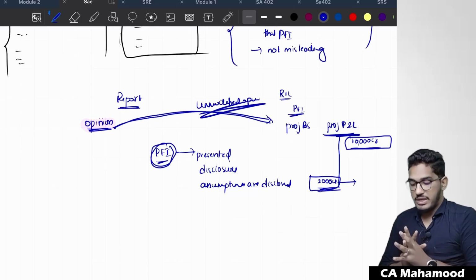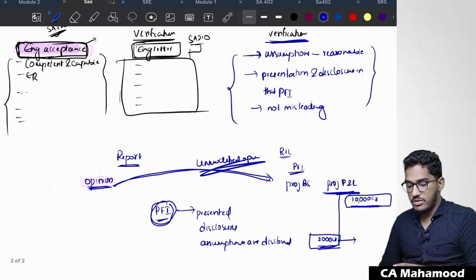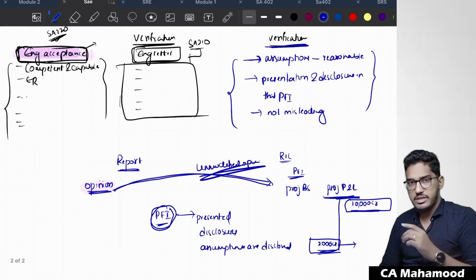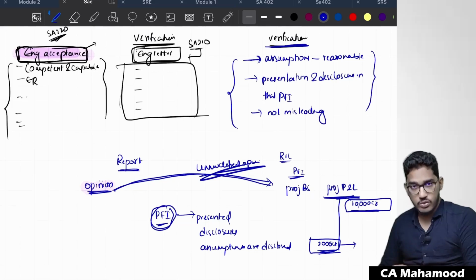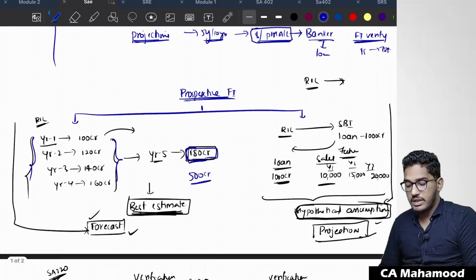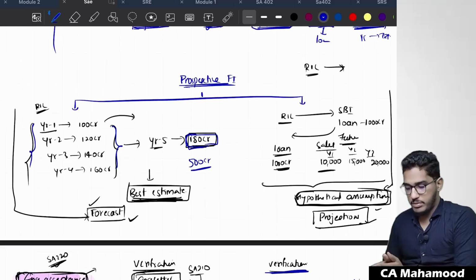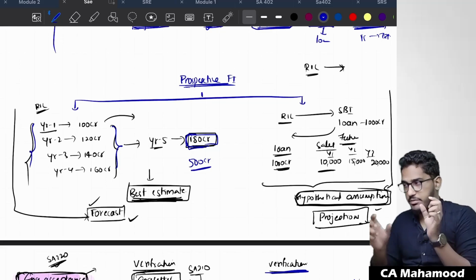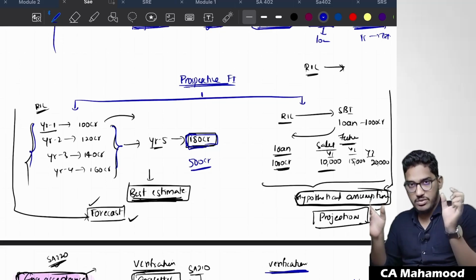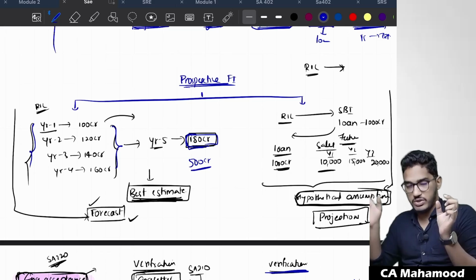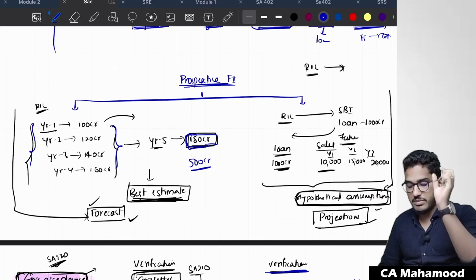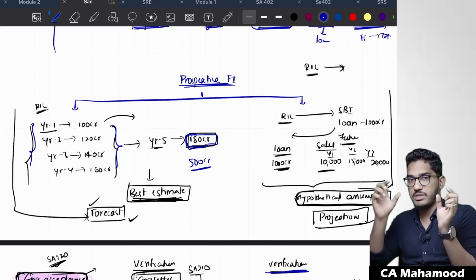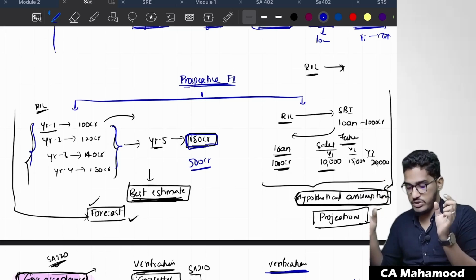So tell me, are you able to understand the concept till now? If you understand all this concept, the standard we can read and complete in some 15 to 20 minutes, and the standard will get over. So what we have understood till now is what prospective financial information is, and we have seen that prospective financial information will be of two types. One is based on best estimate, and the other one is based on hypothetical assumption. That which is prepared on best estimate, we call it a forecast. That which is prepared on hypothetical assumption, we call it a projection.